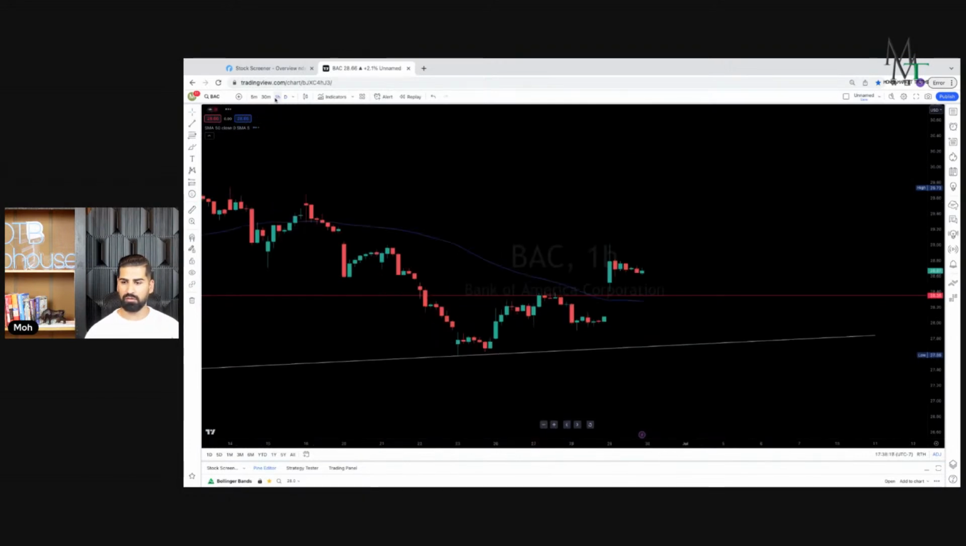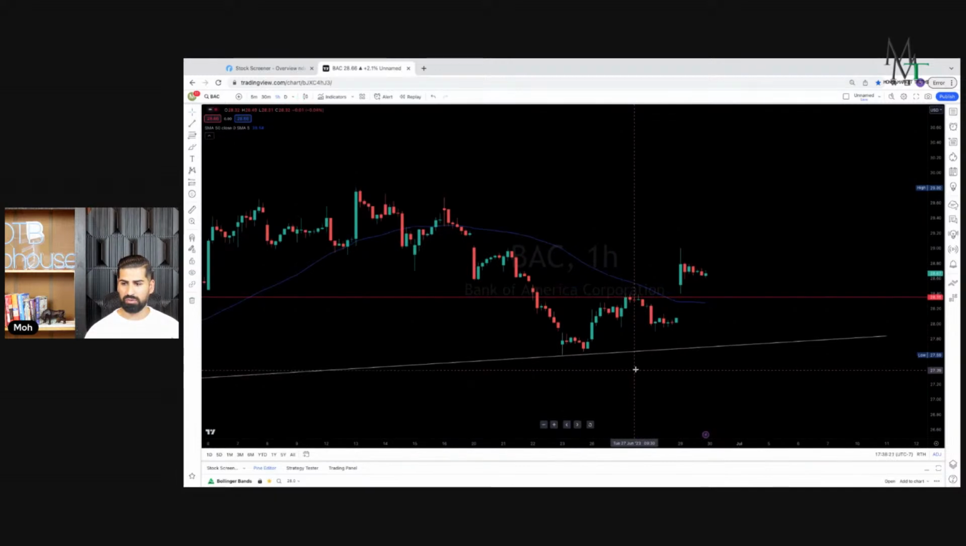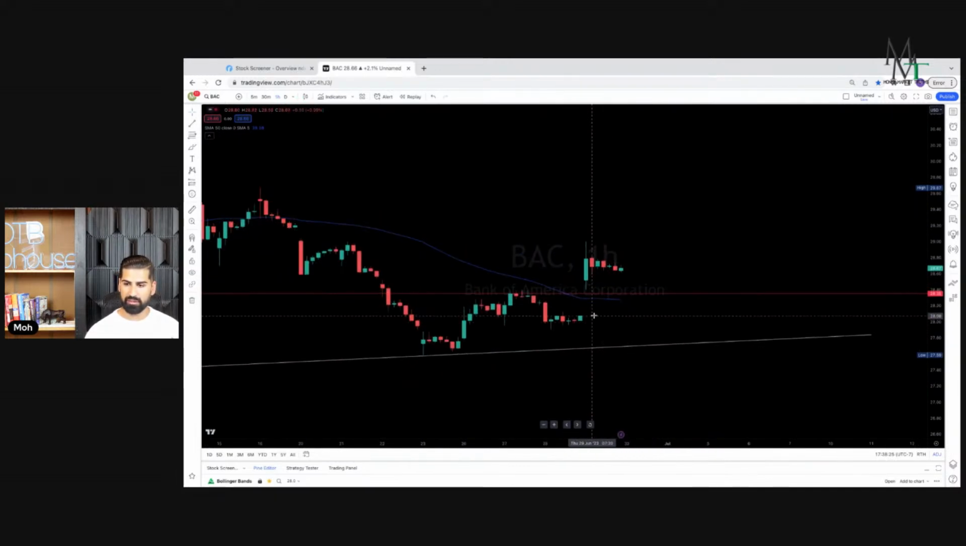Now, what I'm going to look for is hourly, okay? And with hourly, I'm looking for entry. So what I noticed here is we gapped up here. We're going to ignore the moving average for a second. We gapped up here. We closed on 28.08 and we opened the next day at 28.52. The first candle went all the way to 29.